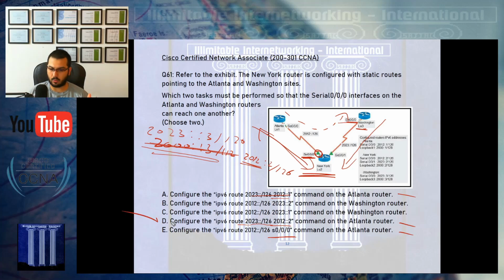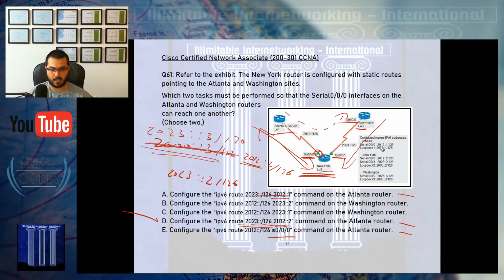Okay, good. To reach this network of Washington, go next to New York. So this one works. So from Atlanta to New York is solved. Now what I need from Washington towards New York is that to reach the network of Atlanta, go to this interface, which is serial 0/0/1 of New York. 0/0/1 of New York is 2023::2/126. This is the next hop, but the destination will be the IP address of Atlanta.